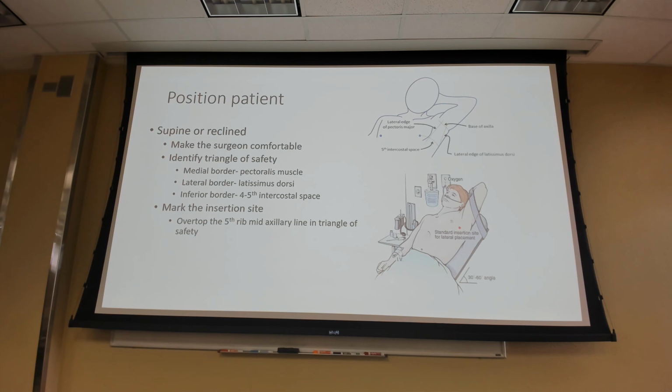So you want to raise the bed up if you're taller, you want to lower the bed if you're shorter, so that you can comfortably perform this procedure. And then you want to identify your triangle of safety. So that's going to be your pectoralis muscle on the medial border, your latissimus on the lateral, and then inferior is your 4th and 5th intercostal space. And then it's helpful if you can mark the incision site over top of that 5th rib at the mid-axillary line.